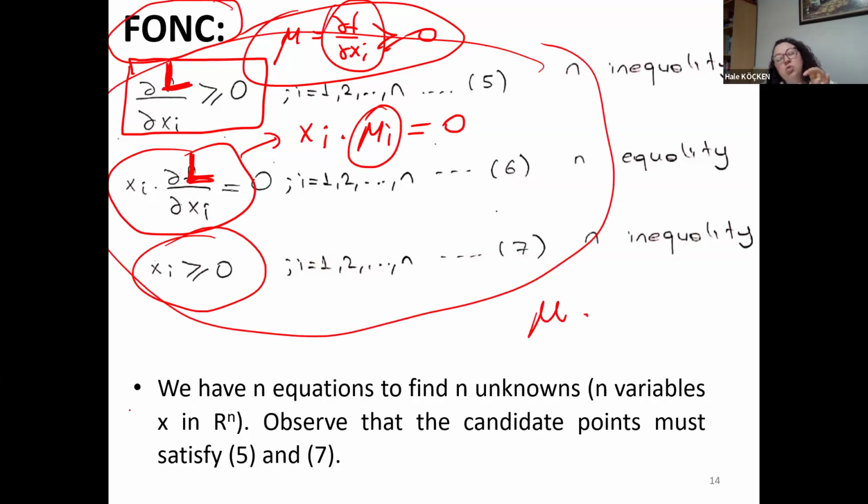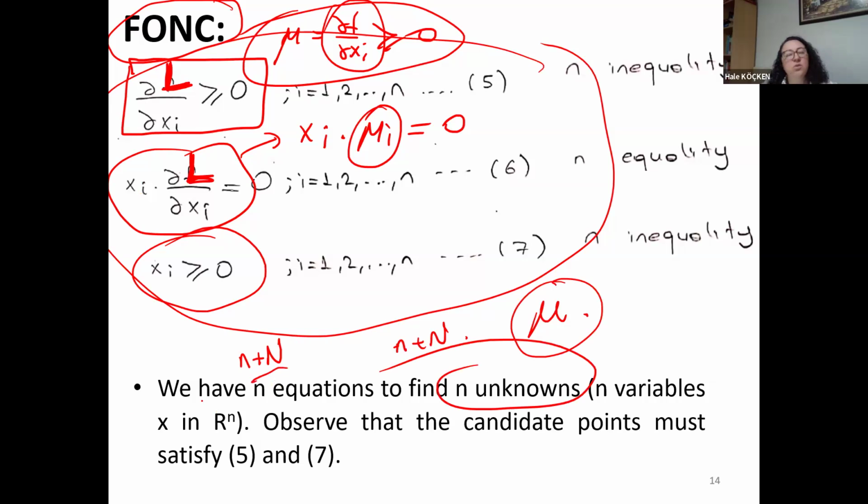This means that you decrease the total number of unknowns in your system. It's a good thing for you because in this case you would have n plus n equations to find n plus n unknowns, but without mu, you just have the xi variables here. You have just n unknowns in this system. So it will be easier for you to get the result. So lecture 3 actually simplifies the non-negativity conditions.